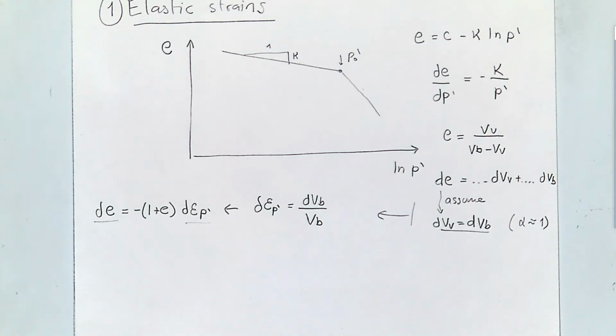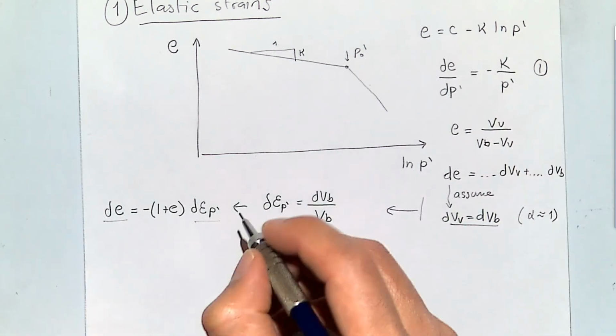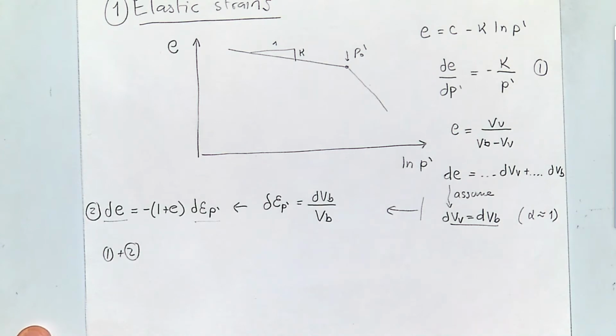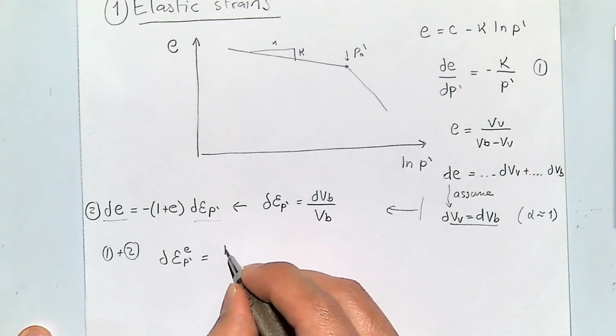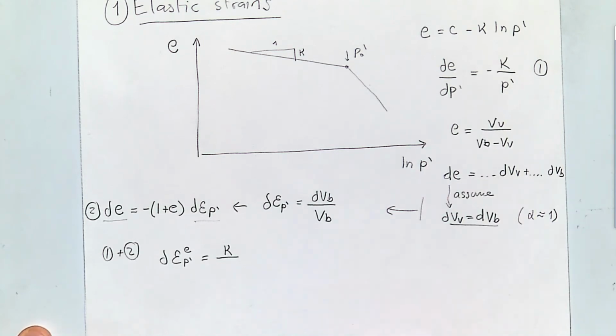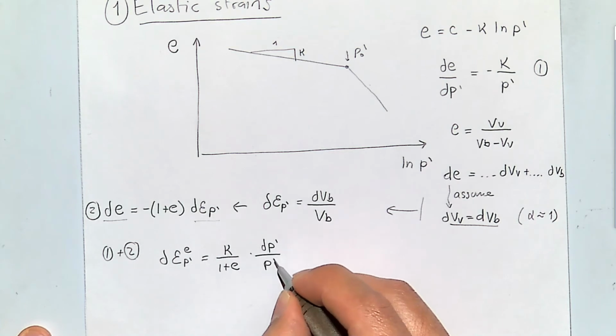So we already have the volumetric strain. And using this equation and knowing this relationship over here, so let's call this one 1 and this one 2, 1 plus 2, we can write that the variation in the isotropic component on the elastic part is going to be equal to kappa, this is the kappa, it's not the K, divided by 1 plus the void ratio times the variation of the mean stress divided by the mean stress.